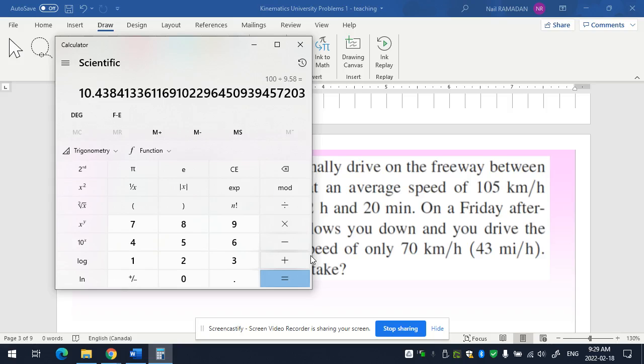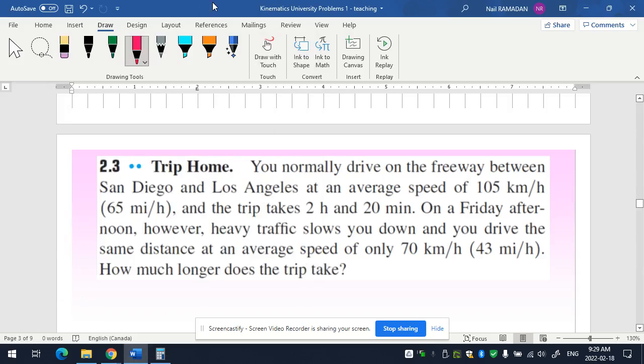Okay, so apparently sometimes you were going at 105 kilometers per hour, which is 65 miles per hour. Fine. And the trip takes how long? 2 hours and 20 minutes, or 140 minutes. On a Friday afternoon, however, heavy traffic, just like between here and Toronto, for example, slows you down, and you drive the same distance at an average speed of only 70. The question is, how much longer does that trip take?